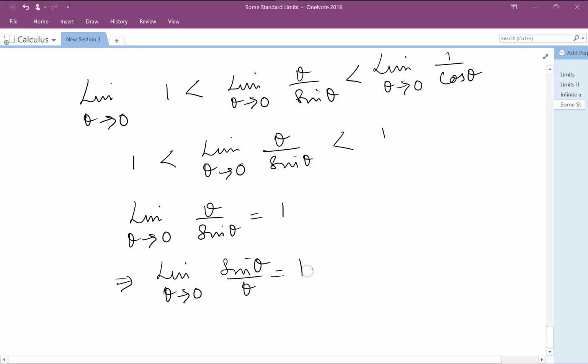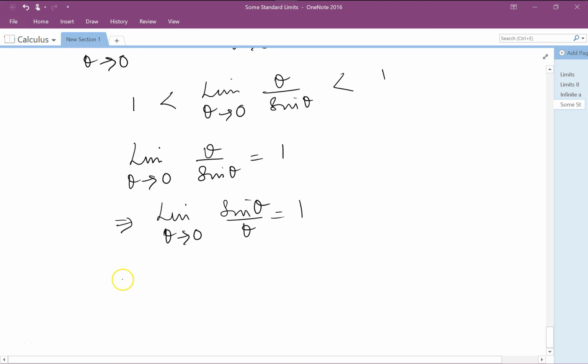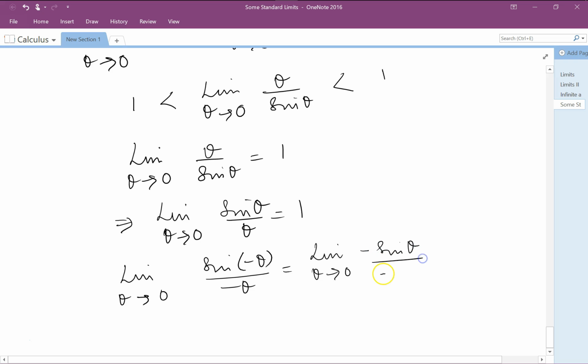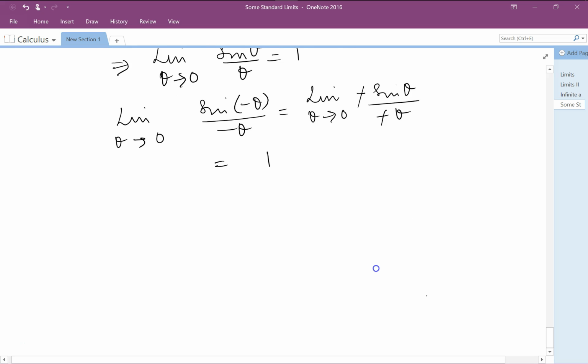Now if theta is negative, what happens? Theta is negative and it tends to 0. Then we have negative theta and the limit is sin of negative theta by negative theta, which is minus sin theta by minus theta. So it is still 1.